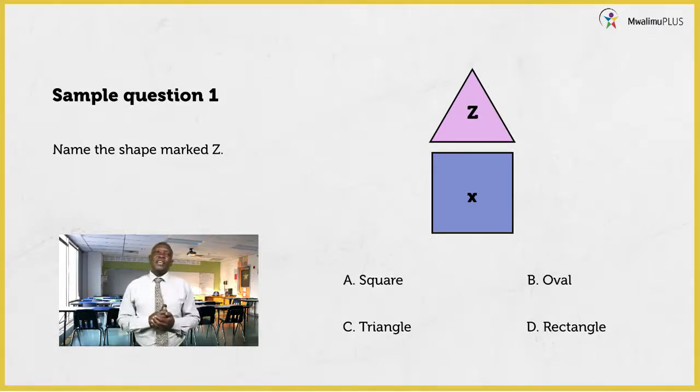For instance, here I have a question for you. The question is asking us to name the shape marked Z. You have a shape there, maybe it looks like a traditional house. You can look at it, you have the upper part and the lower part. So the part marked Z is known as A, is it a square? B, is it an oval? C, is it a triangle? And D, is it a rectangle? So learners, when you apply the knowledge you have learned just a few minutes ago, what can you say about the shape marked Z?